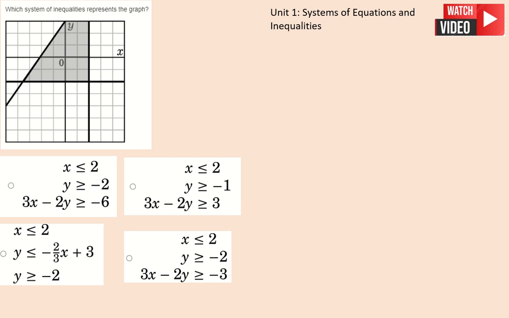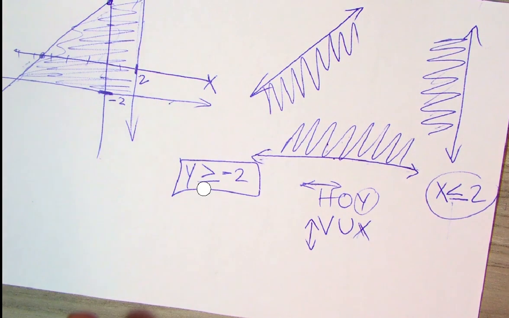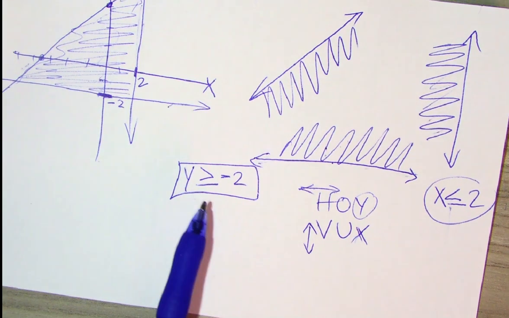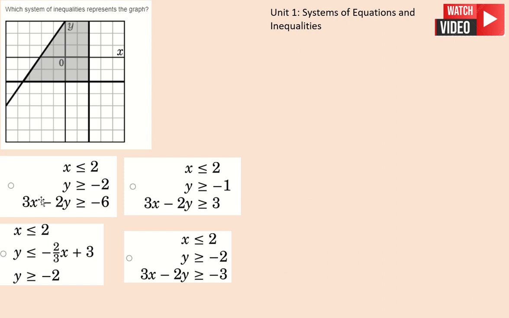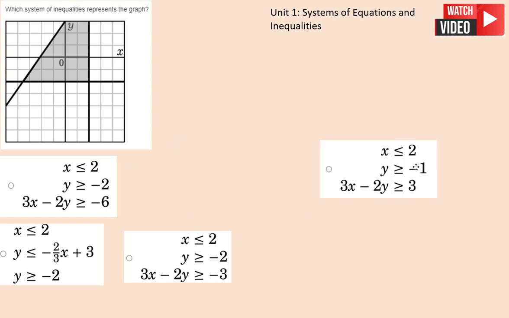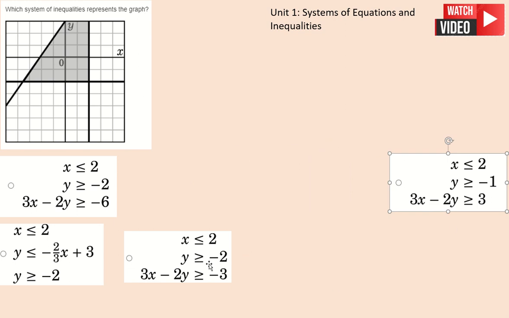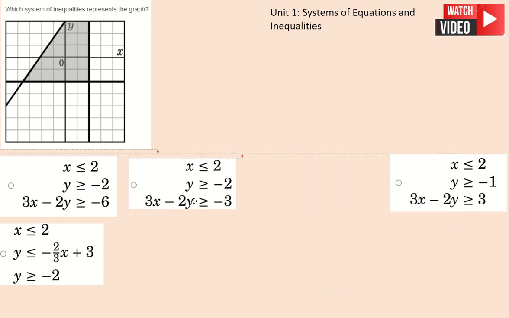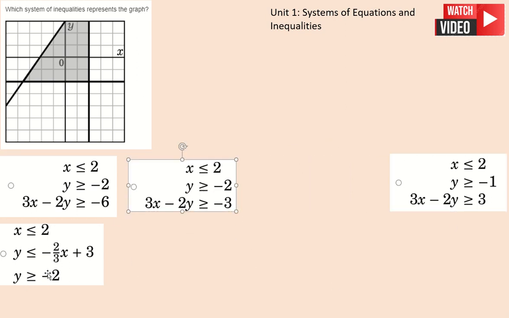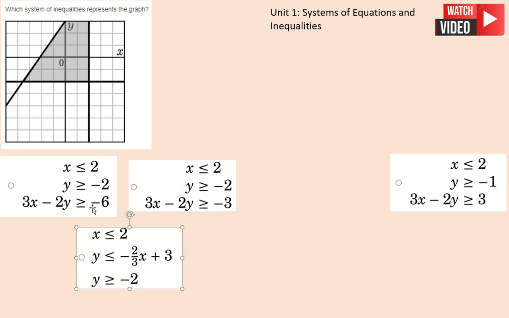Then we're going to look at the other answer we got, which is y is greater than or equal to -2. So then let's look. Y is greater than -2, it's this one. Y is greater than -1, nope. So we can remove that one. Y is greater than -2, so this works. And then y is greater than -2. So these three are y is greater than -2.